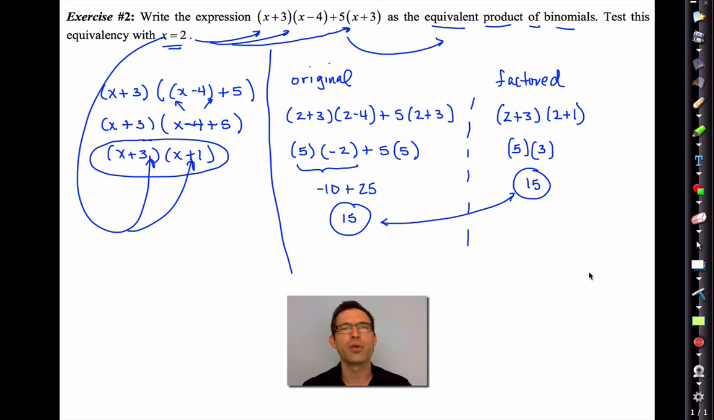If you're ever wondering whether you've simplified an algebraic expression correctly, pick a value of x, make it easy on yourself, substitute it into the original and the simplified version, and see if they give you the same value. Okay, pause the video now and write down anything you need to.